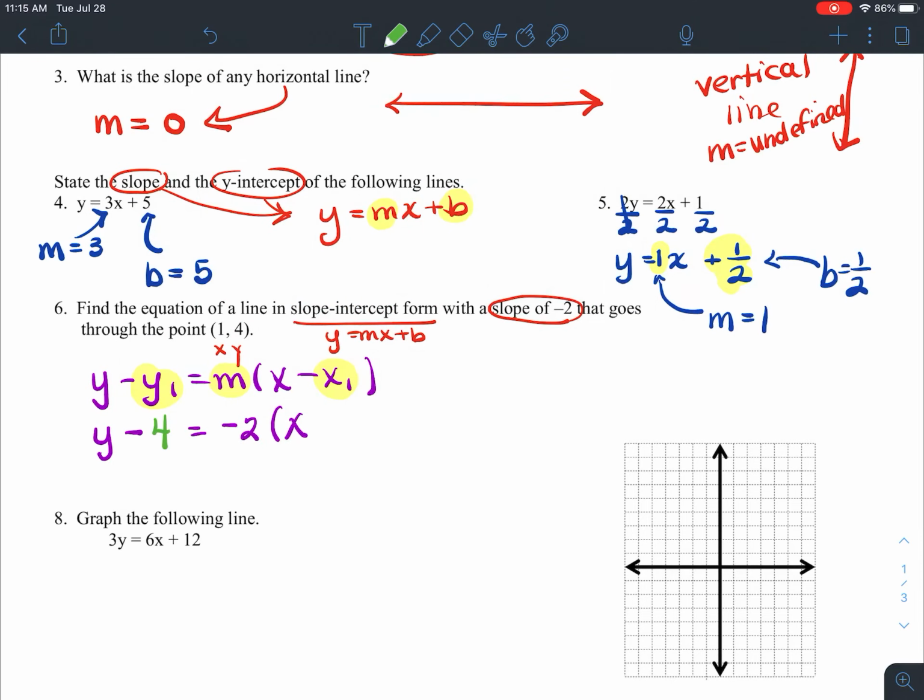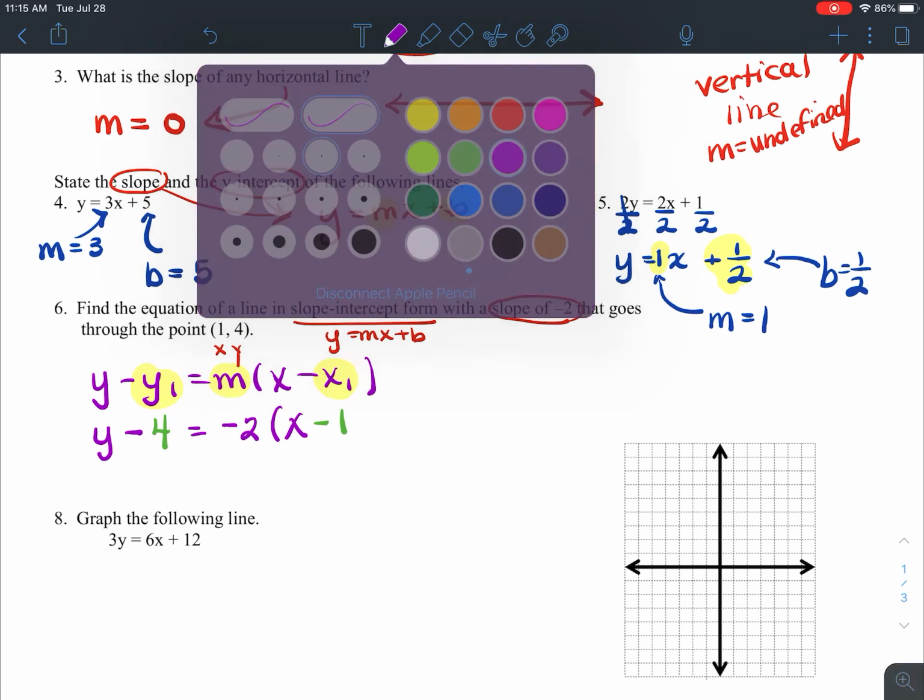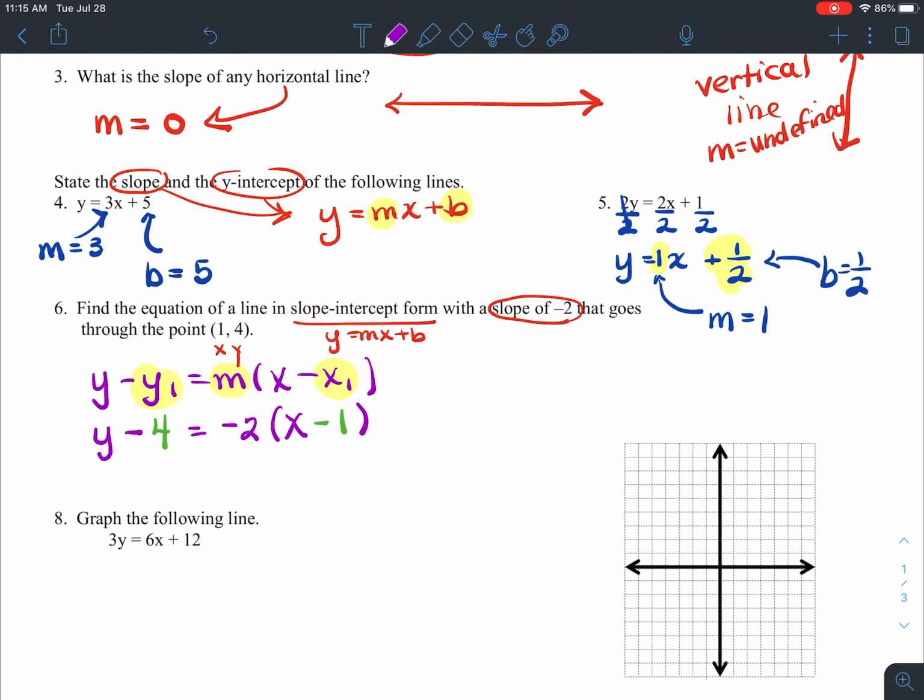And then the x1 is 1. Okay. Also, please just keep in mind that this formula has subtraction here and here. That's why I have subtraction, but had these numbers been negative coordinates, then we would have gotten a double negative and these would have been pluses, okay?